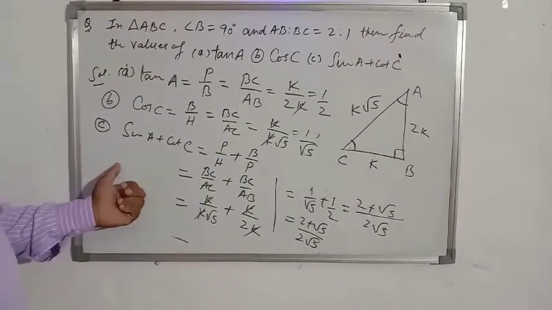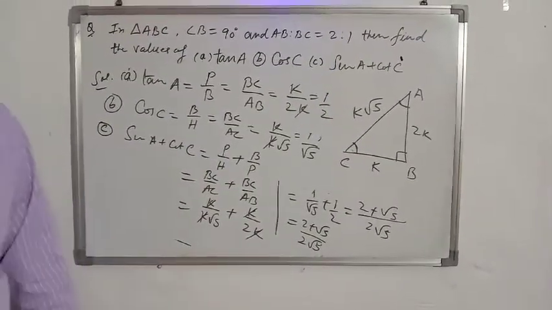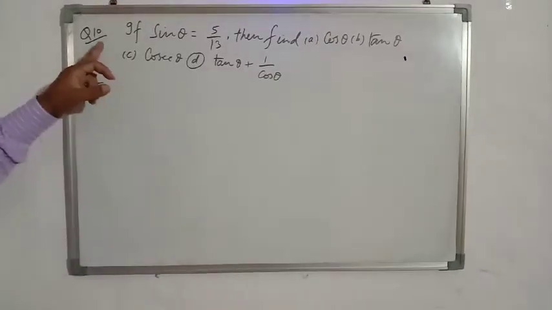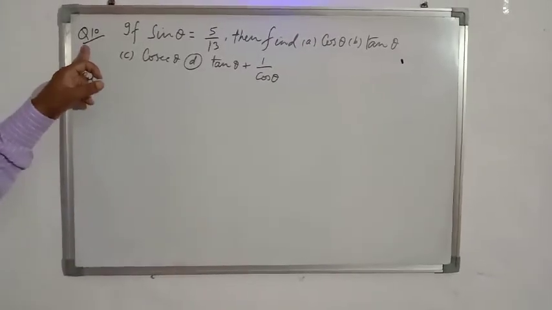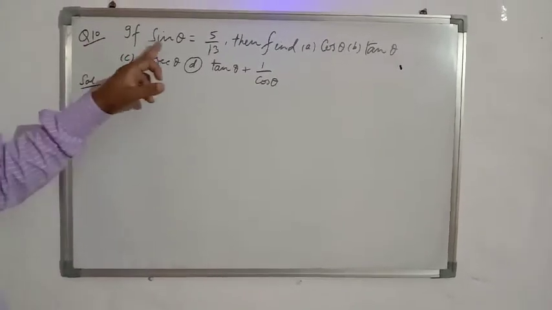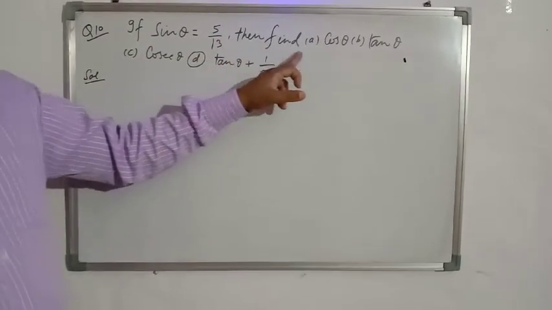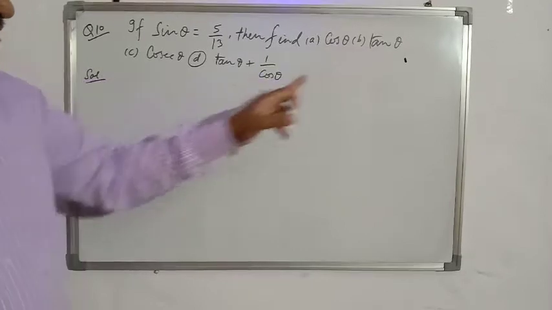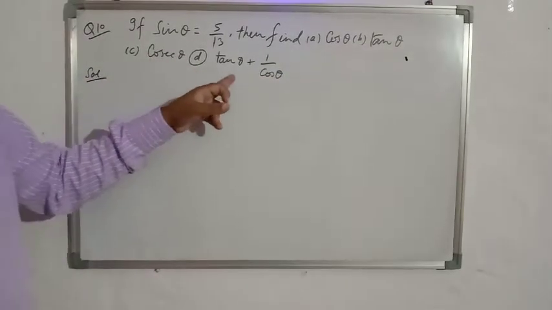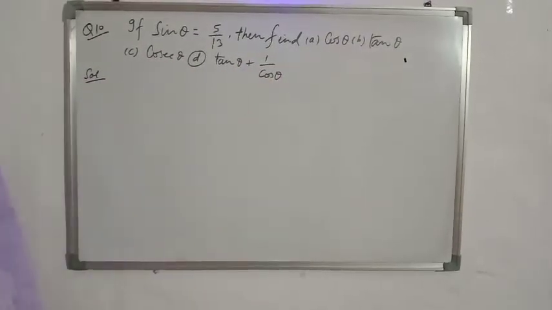I will take some more questions of the exercise. Say this question, it is question number 10 of your exercise. If sin theta is equal to 5 by 13, then find these values: cos theta, tan theta, cosec theta and tan theta plus 1 by cos theta.